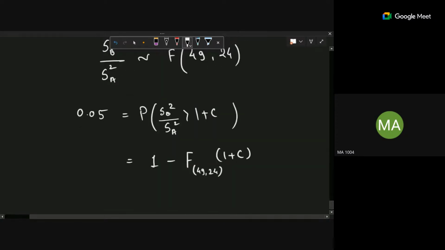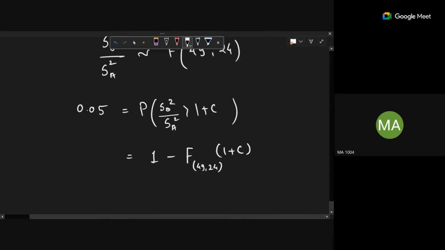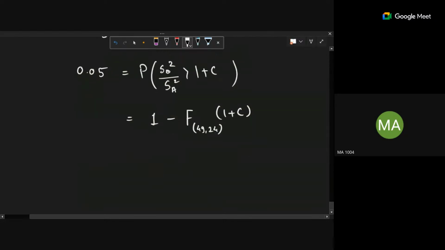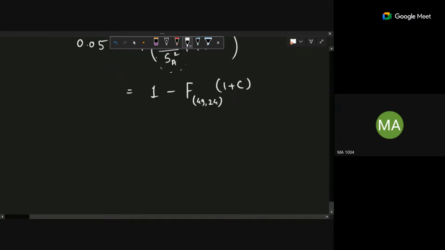Okay, is it fine? If this particular random variable is following an F distribution, then to write its CDF, I have to subtract it from 1, right? Because it is greater than some quantity.